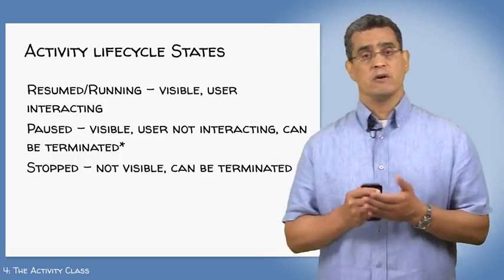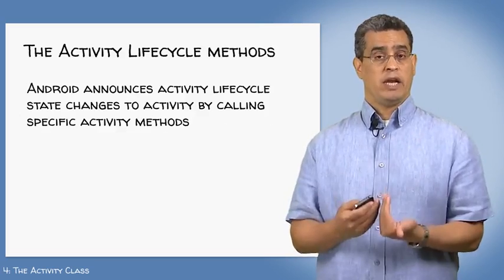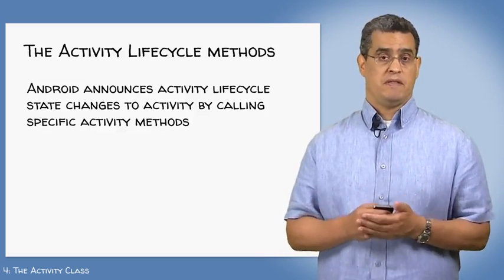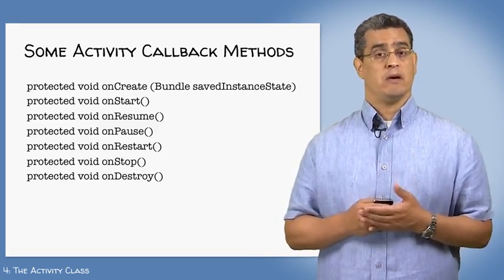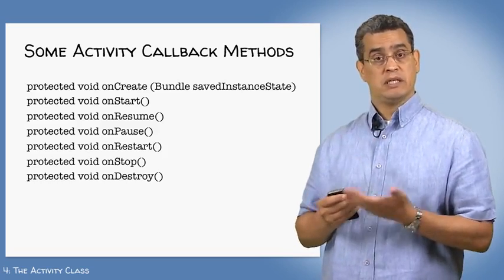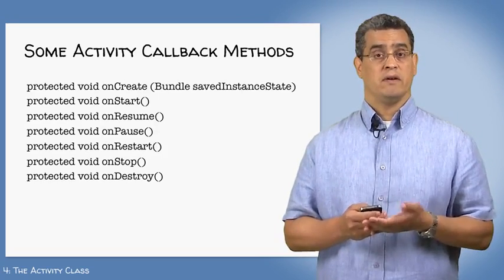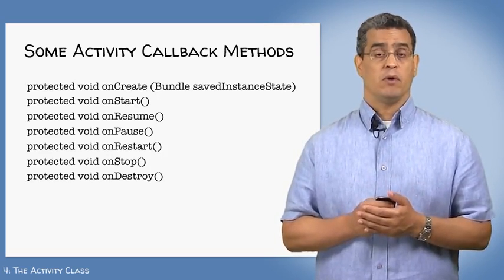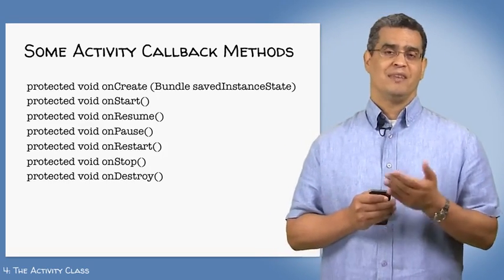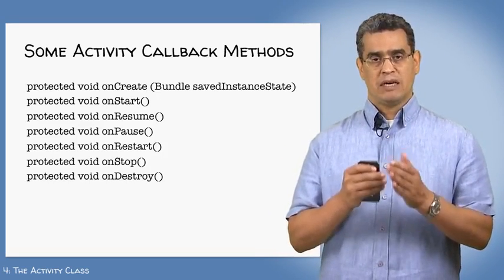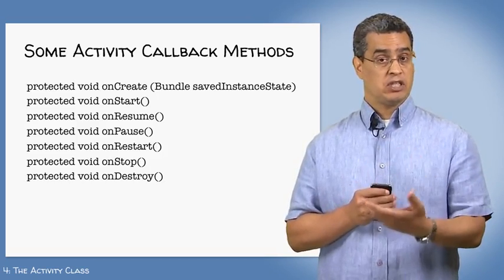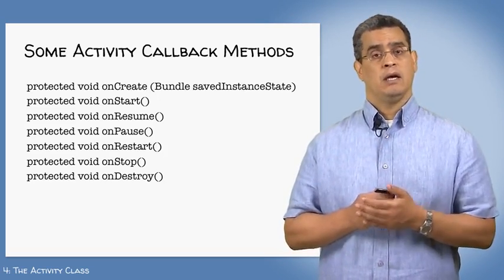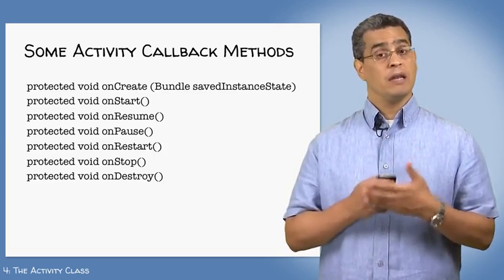In order to support scenarios like this, Android announces lifecycle changes to your activity by calling specific lifecycle or template methods. Some of these methods are shown here. Each is named, as you can see, on something or other. onCreate, when the activity is about to be created. onStart, for when the activity is about to become visible. All the way to onDestroy, when the activity is about to be destroyed. And if you want to take some specific action when your activity changes state, then you need to override one or more of these methods in your activity. So let's take a look at how these different methods interrelate with each other.